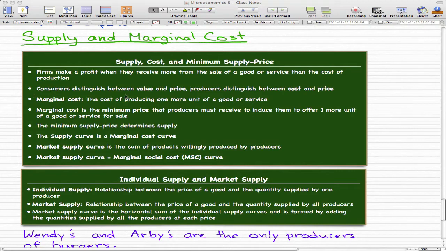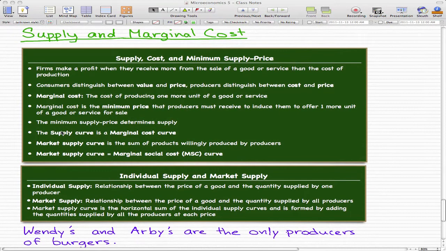Now, marginal cost is the cost of producing one more unit of a good or service, and the marginal cost is the minimum price that producers must receive in order to induce them to offer one more unit of a good or service for sale. Now, the minimum supply price also determines supply. So we already see here an indirect relation between supply and marginal costs through the minimum supply price.